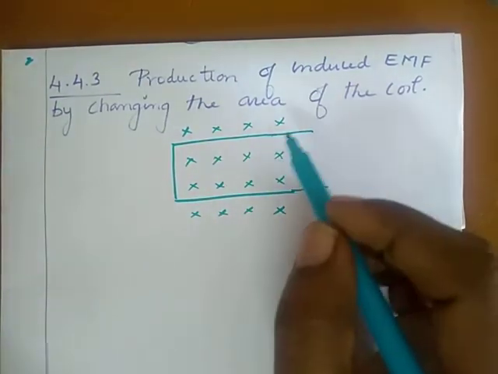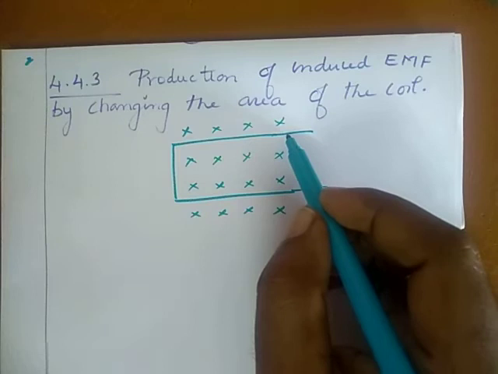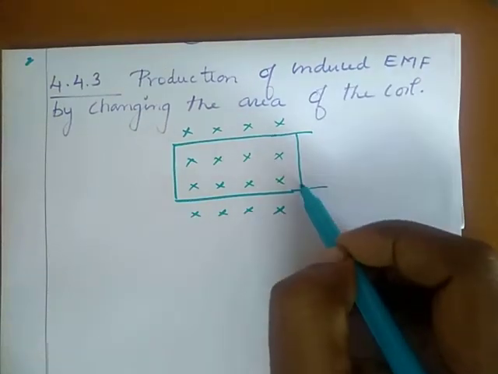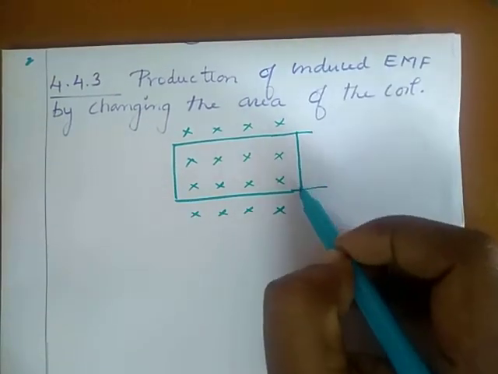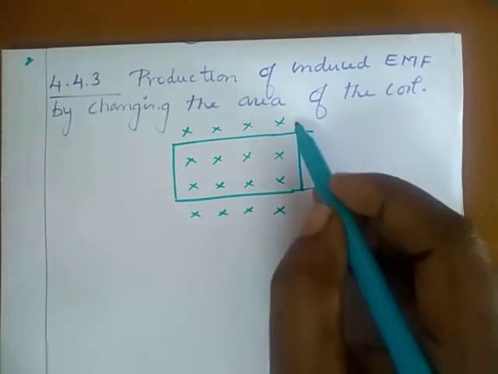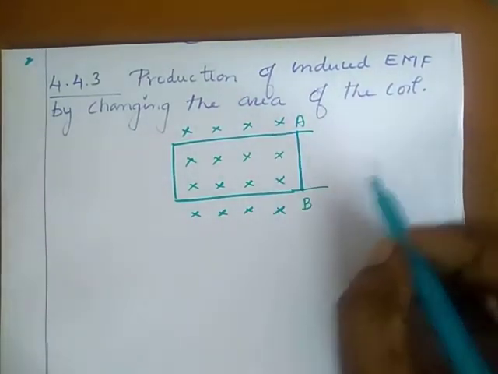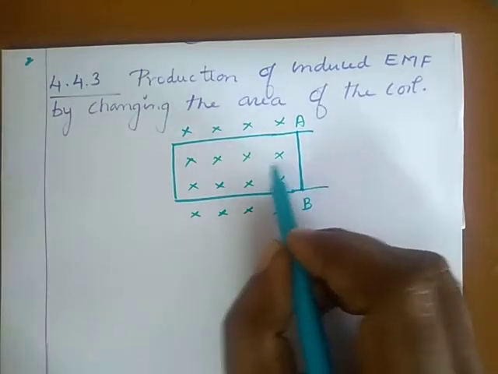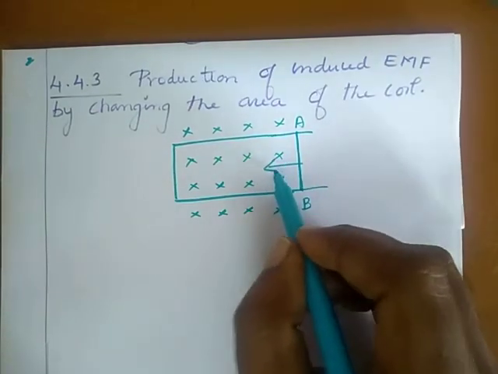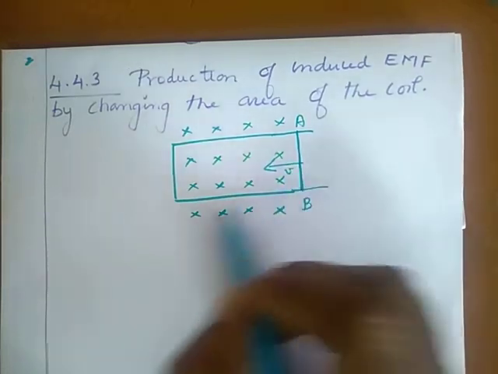Okay, then next I placed a sliding conductor on that metallic frame. This is at the position AB. Okay, I move the sliding conductor with the velocity V towards left.